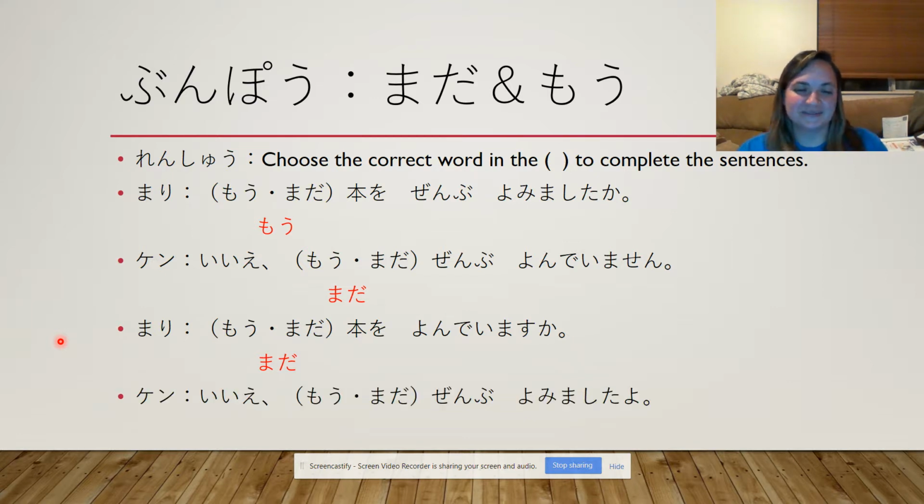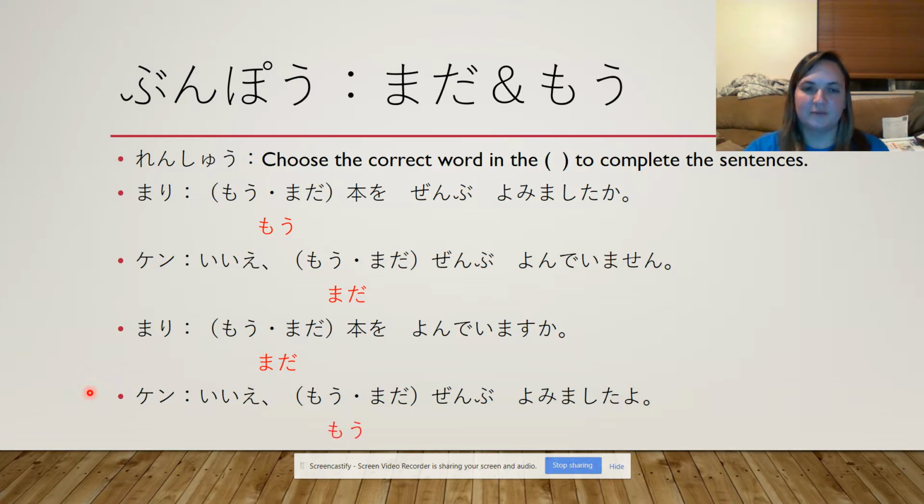And our last one, Ken, of course, is going to respond. Iie, zenbu yomimashita yo. Iie, zenbu yomimashita yo. So we're having a positive ending, right? Is he going to say mo or mada? What would those mean? Which one would he pick? Once you figure it out, go ahead and unpause and see if you got it right.